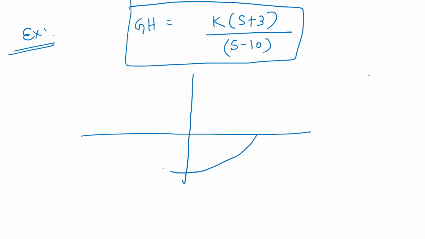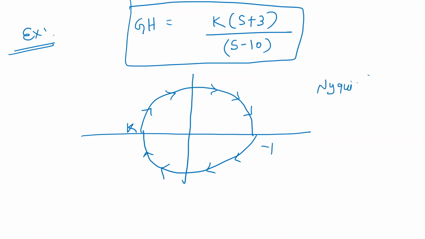So this will start from here, in this direction, anti-clockwise. This point is -1. This point is k. This is the Nyquist plot. The zero is near the origin. Remember that.